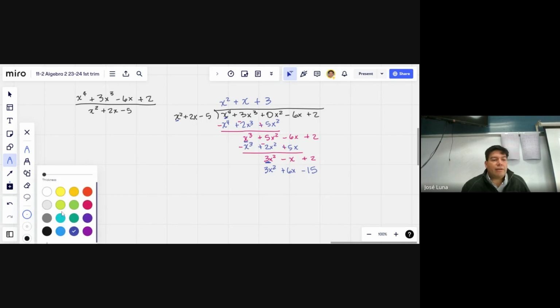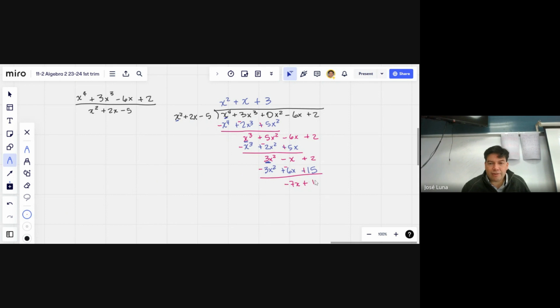And then we subtract. So I'm going to change this one to a minus, this one to a minus, and this one to a plus. I'm going to add. Cancel. Negative x plus negative 6x is negative 7x. And positive 2 plus 15 is 17. The degree of what remains is 1.